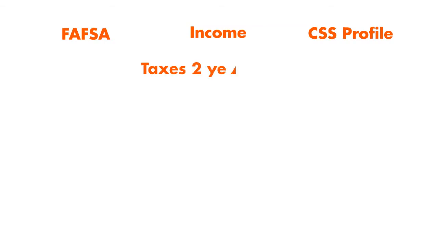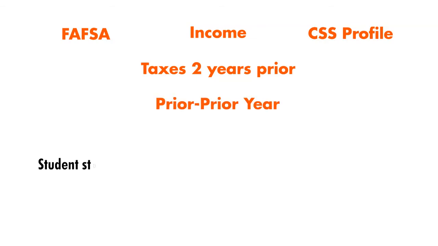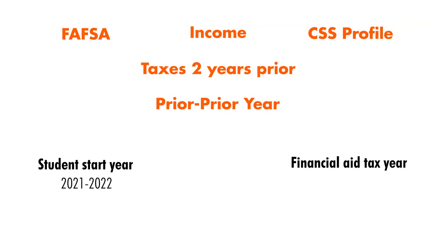It is important to note that the income that is used for both the FAFSA and the CSS Profile is from the tax year 2 years prior to the start of a student's fall semester. It is often referred to as the prior year. This means that for a student who will start college in 2021, the FAFSA and CSS Profile will require family and student income from the 2019 tax year.